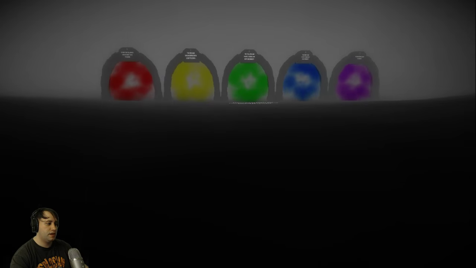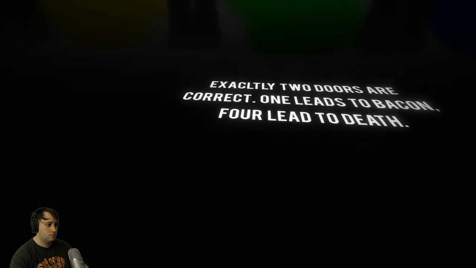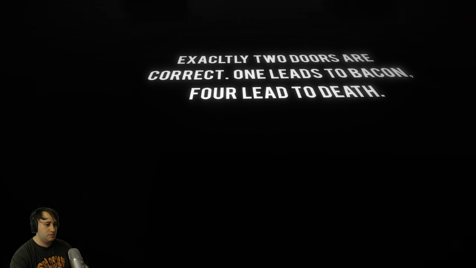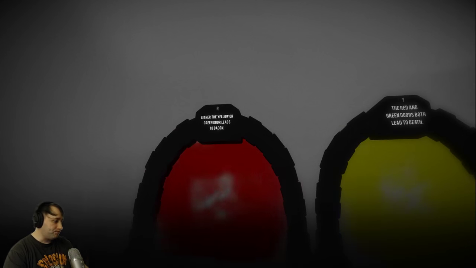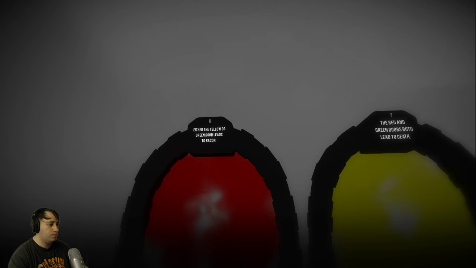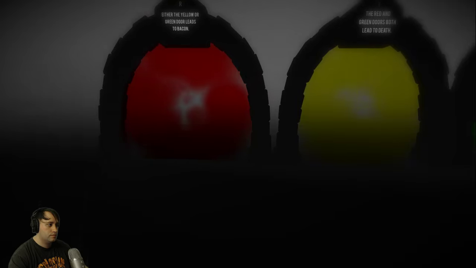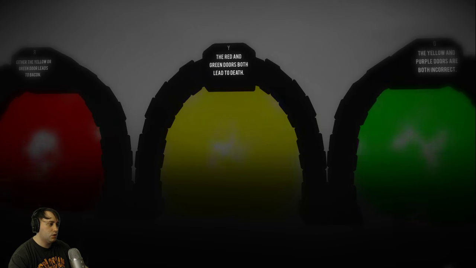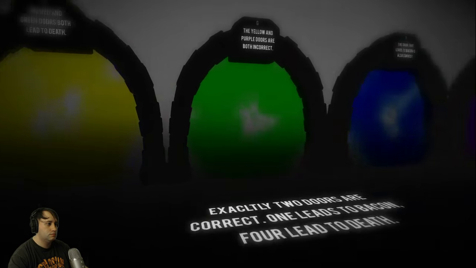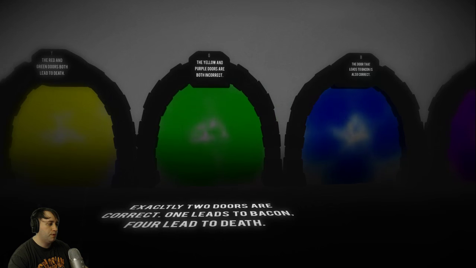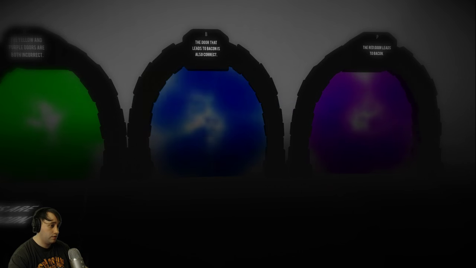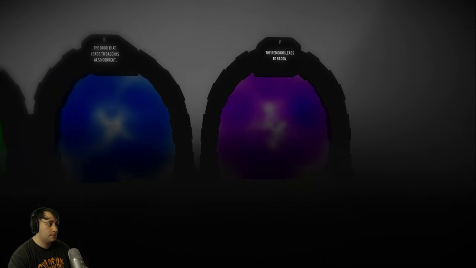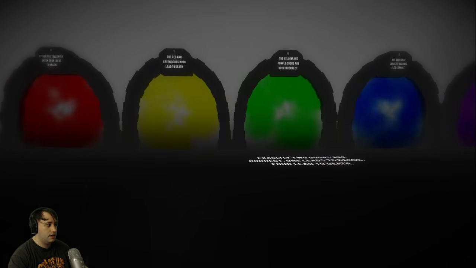This looks like lots of information. Lots of doors! Why did the white stuff appear before the colors? That's weird. All right. Exactly two doors are correct. One leads to bacon. Four lead to death. So two things are correct, but only one gets me out of here. Either the yellow or green door leads to bacon. The red and green doors both lead to death. The yellow and purple doors are both incorrect. The door that leads to bacon is also correct. The red door leads to bacon.